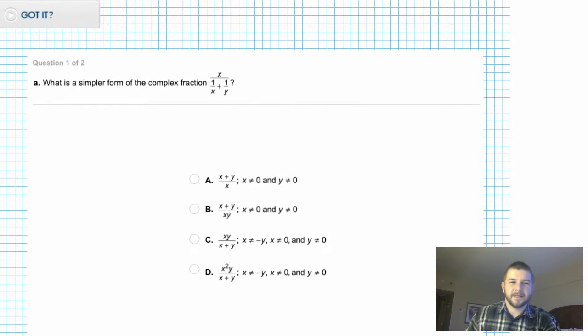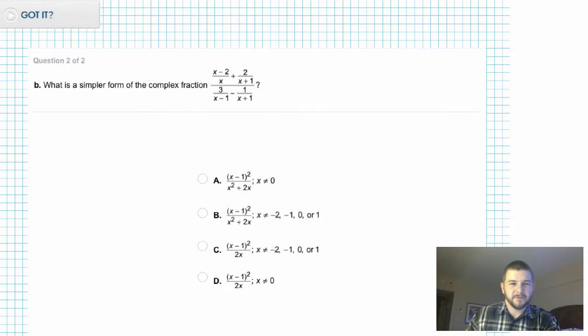And your chance to show that you have got it. Question 1 of 2. What is a simpler form of the complex fraction x over 1 over x plus 1 over y? Work carefully and make your selection from the choices below.